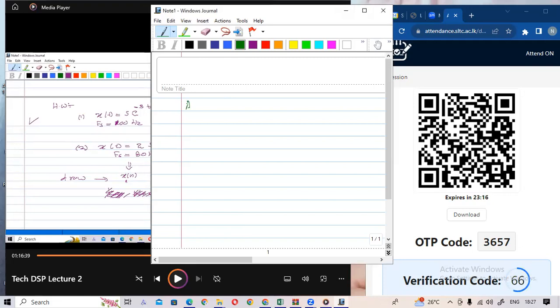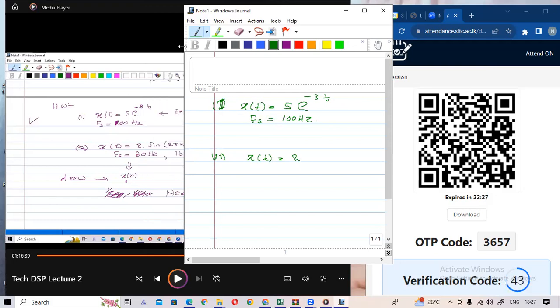So this is an exponential signal, sorry, not a complex exponential signal. This is a continuous time signal, and you need to sample this signal with 100 Hertz sampling frequency. And the second question is, you are given a sinusoidal signal, cosine 40t.